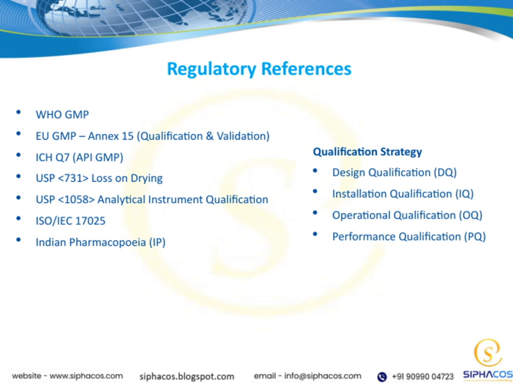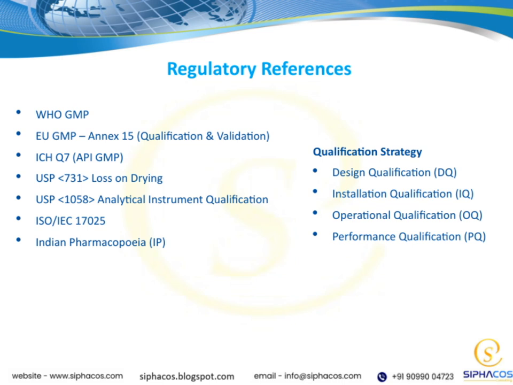Now, it's important to understand the regulatory references that guide these qualification phases. For instance, WHO GMP provides global standards for pharmaceutical manufacturing quality. The EU GMP, especially Annex 15, offers detailed guidance on qualification and validation processes within the European Union. ICH Q7 is critical for active pharmaceutical ingredient manufacturing, ensuring quality at the API level.